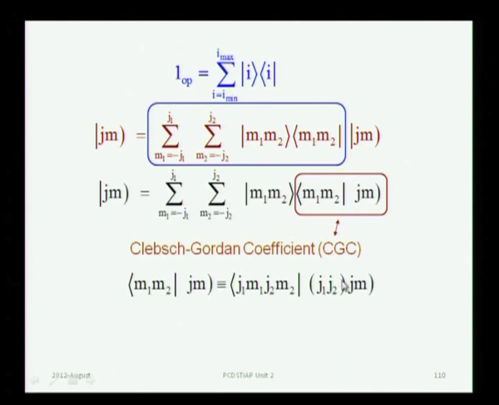You can write them in the complete notation inclusive of the j1 j2, and this is the coupled vector jm coming from j1 j2, and you can insert the j1 and j2 quantum numbers on this side as well, just for completeness.